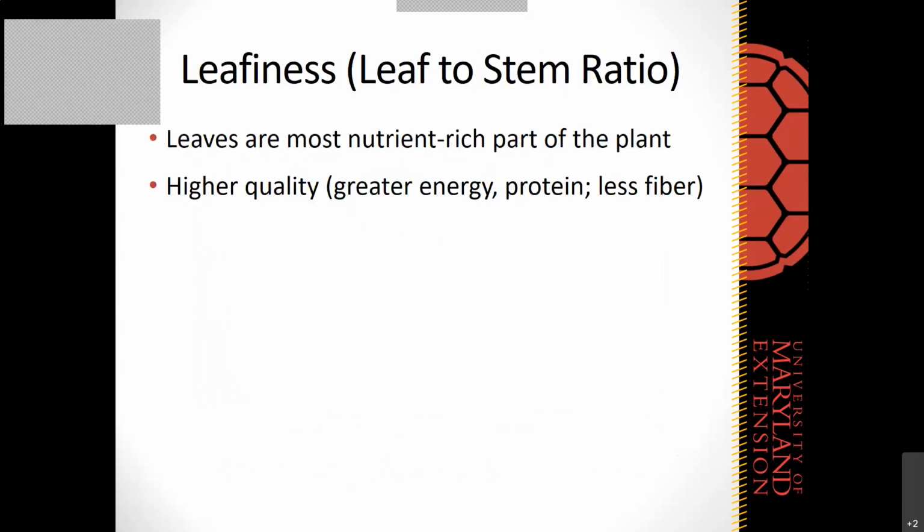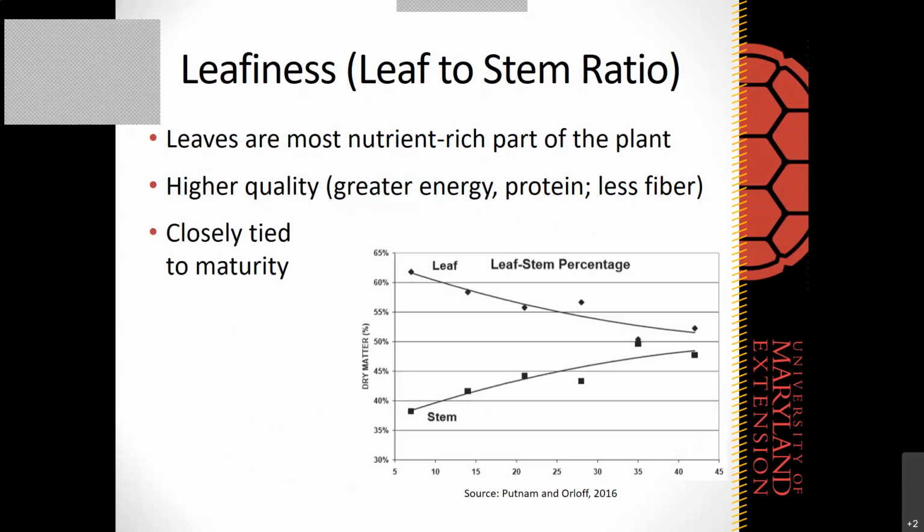So we know that leaves are like the most nutrient rich part of the plant. They're higher in quality. There's more energy and protein in the leaves. There's less fiber in the leaves. And the leafiness is also closely tied to maturity. So as our forages mature, as they move to the right across this graph and they're increasing in maturity, you can see that the leaf percentage is decreasing and the stem percentage is increasing.